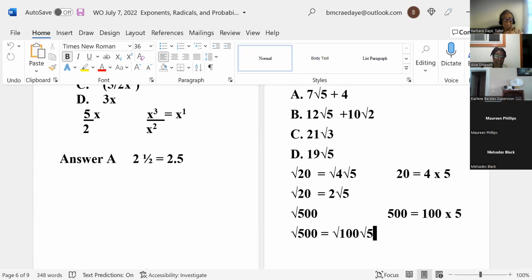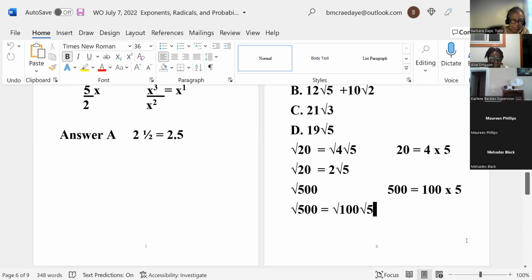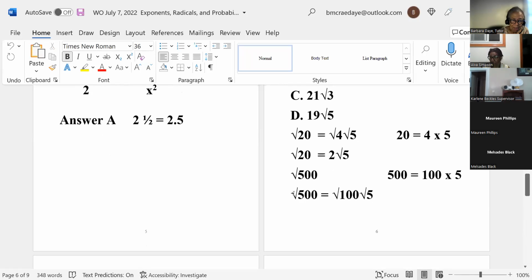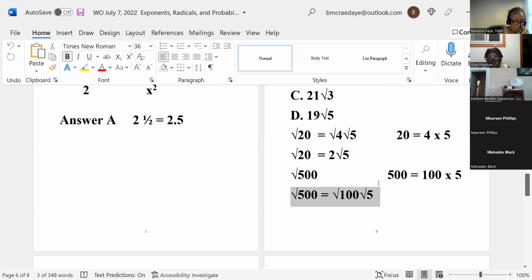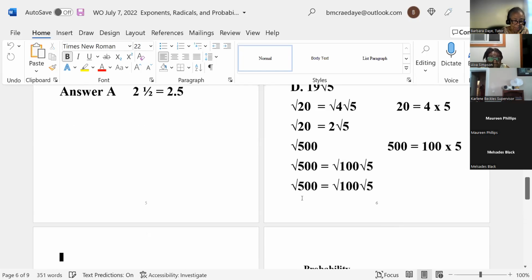All right. Okay, what's the square root of 100, Mercedes? 20? What is it? Square root of 100? Square root of 100 is... 5. You were about to say it correctly. Why did you change it? What number multiplied by itself gives 100? 10. You were about to say it. There you go. So that's 10 times square root of 5.